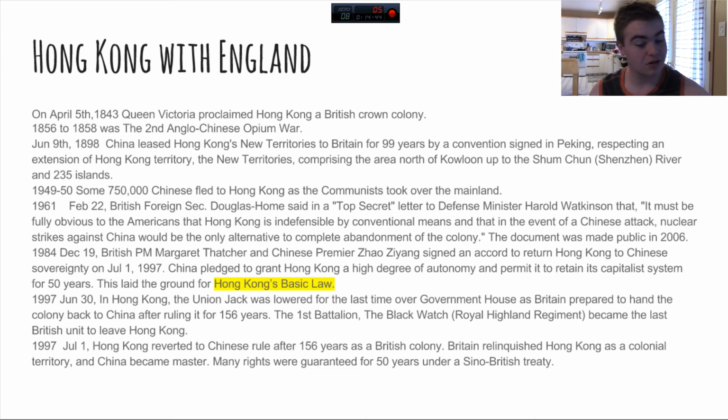1984. On December 19th, British Prime Minister Margaret Thatcher and Chinese Premier Zhao Ziyang signed an accord to return Hong Kong to Chinese sovereignty on June 1st, 1997. China pledged to grant Hong Kong a high degree of autonomy and permit it to retain its capitalist system for 50 years. This laid down the ground for Hong Kong's Basic Law.